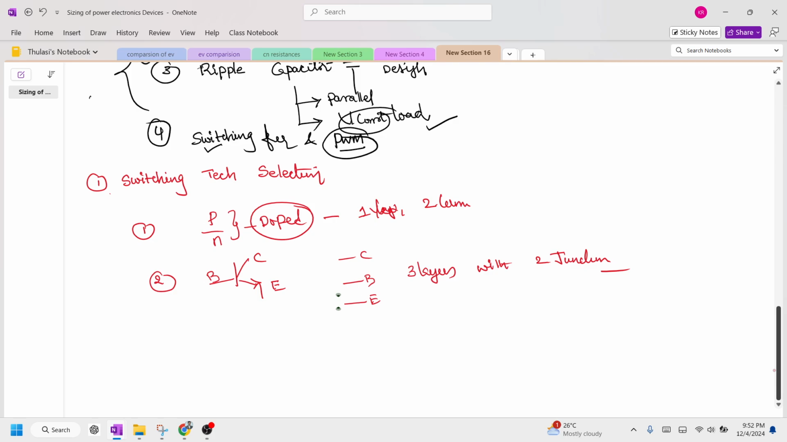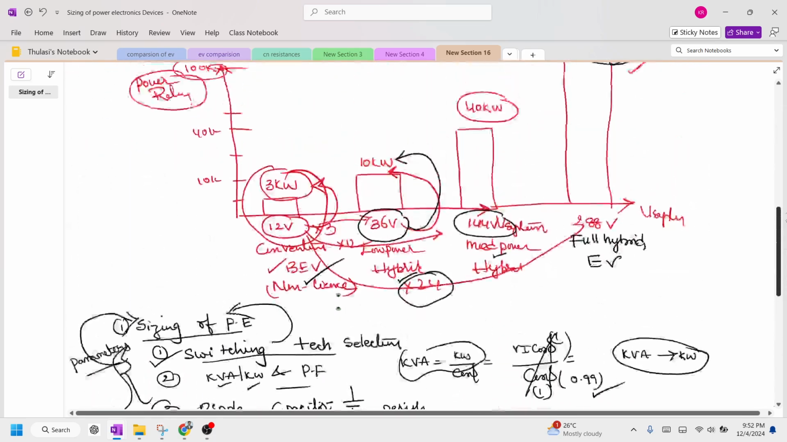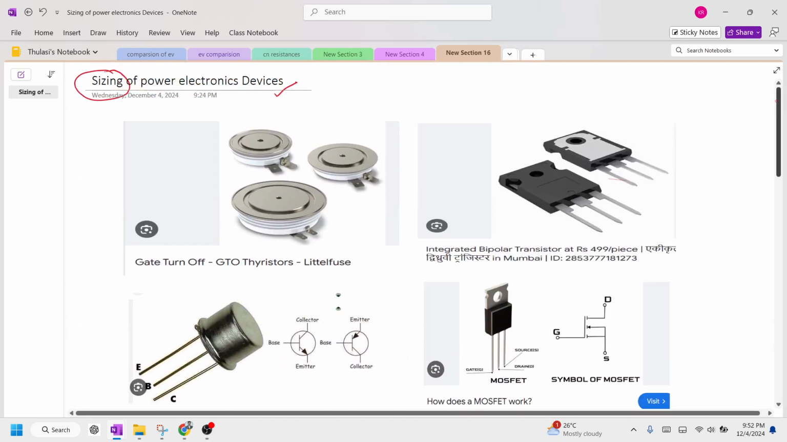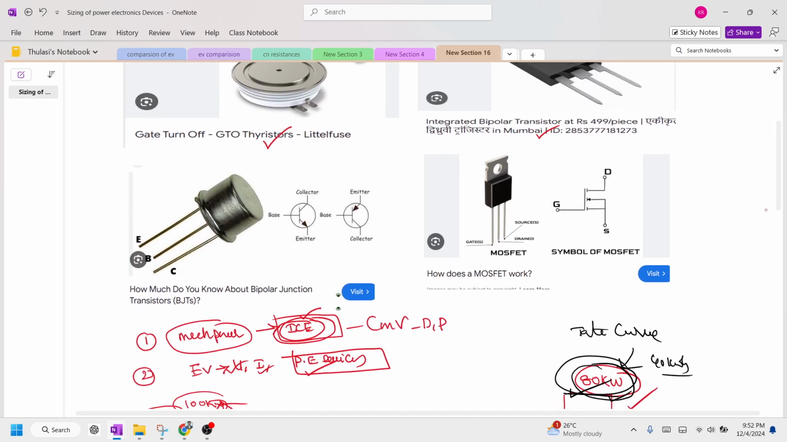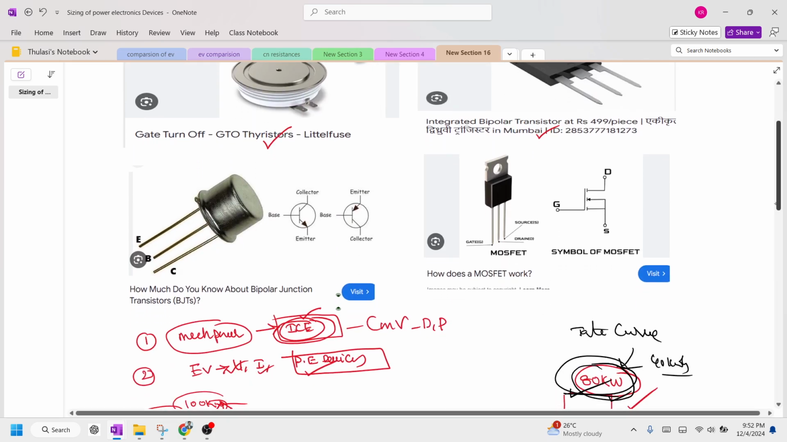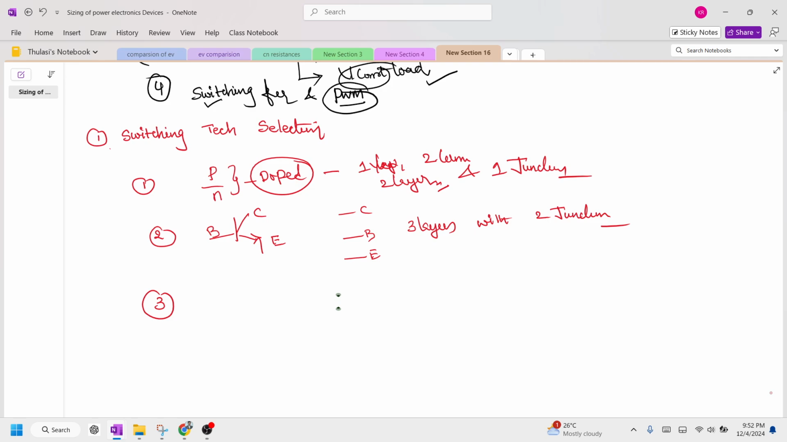Here also this comes with a two-layer design and one junction. Okay, so coming to the third component, you can see the components here very clearly. One is the thyristor base, and the next one is the integrated bipolar thyristor, and all these are the thyristor family. This is the bipolar junction transistor, and this is also the metal oxide field effect transistor. It's just a change in construction; all are about the same.